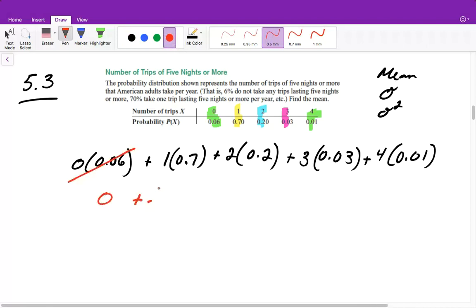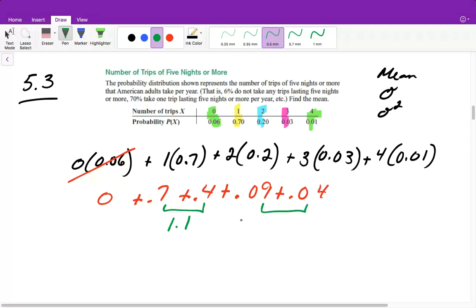Well, we know this is 0. This will be plus 0.7. This will be plus 0.4 plus 0.09 plus 0.04. These two will add together to give me 1.1. These two will add together to give me 0.13. So when we add them, it'll be 1.23.